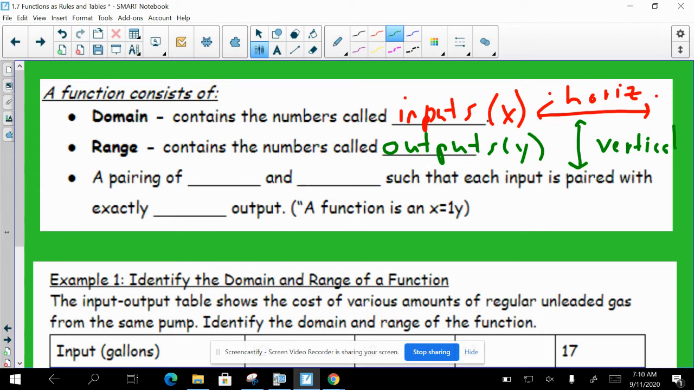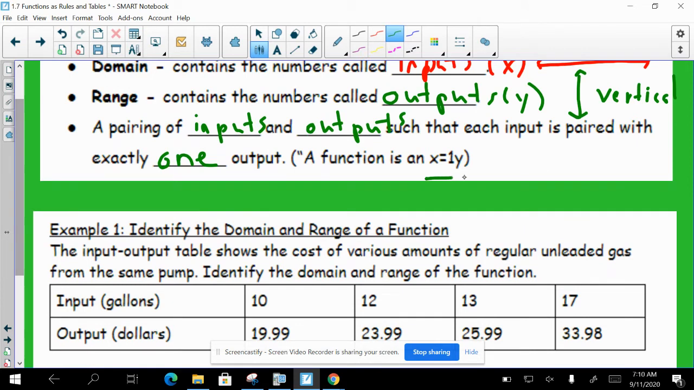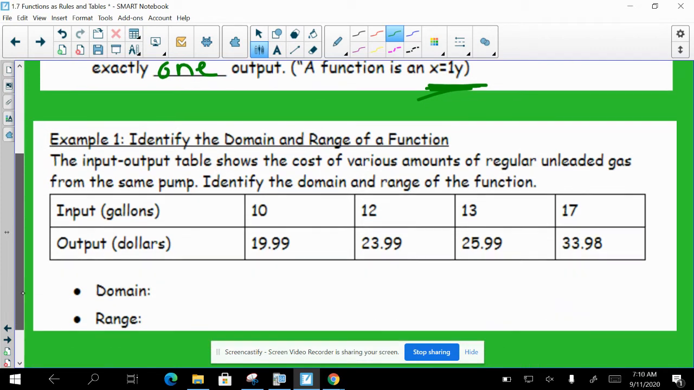So a pairing of inputs and outputs having an ordered pair such that each input is paired with exactly one output. That is what a function is. So functions such as x equals 1y. So each x only goes to one y. And that's related to a video that you'll see on Monday in class.